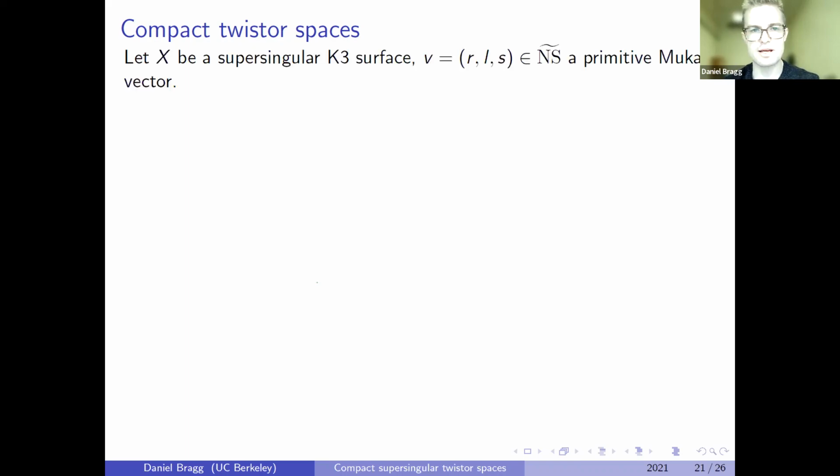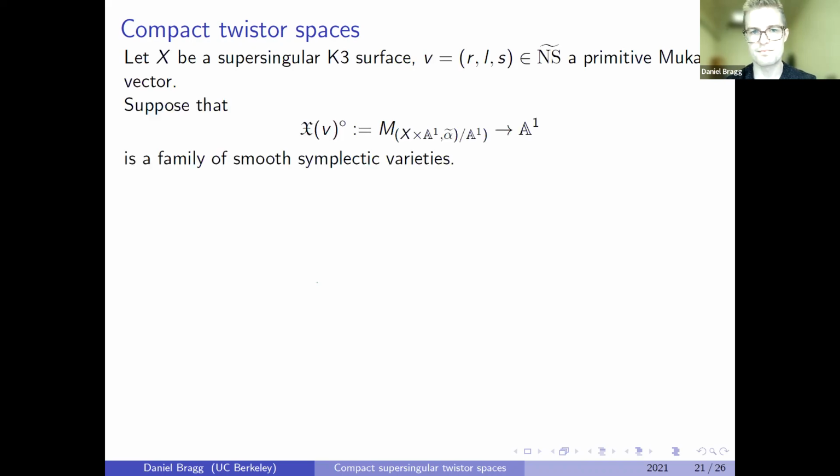Okay, so let me now summarize what I said earlier about this being a mechanism to compactify the twistor spaces. We can now do the following. Let's start with the supersingular K3 surface. Take a primitive Mukai vector. Let's say we pick the Mukai vector and our polarization suitably so that this twistor space that I defined earlier is nice. Like, I said smooth symplectic varieties here. You could even ask for them to be K3 surfaces, or you could also look at higher dimensional ones.